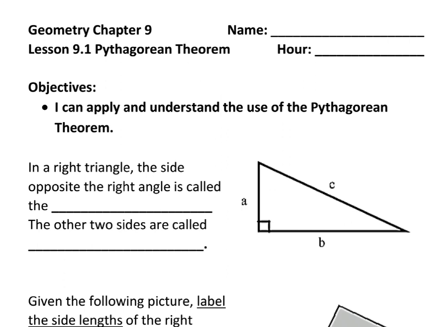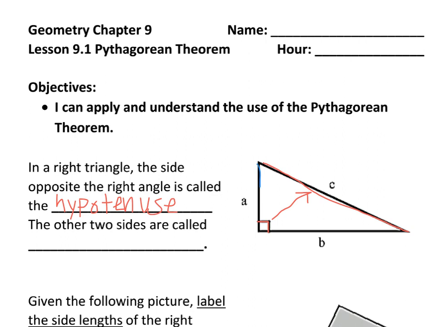This is lesson 9.1, the Pythagorean theorem. Our objective today: I can apply and understand the use of the Pythagorean theorem. In a right triangle, the side opposite of the right angle is called the hypotenuse. So if this is the right angle, then on this opposite side over here is the hypotenuse. It is the longest side of the triangle.